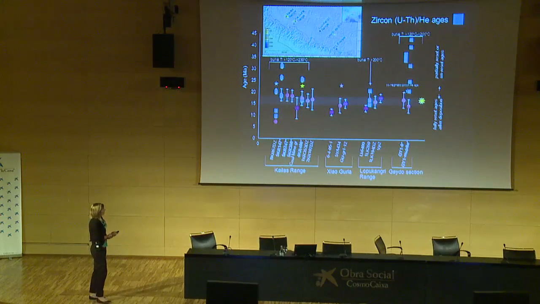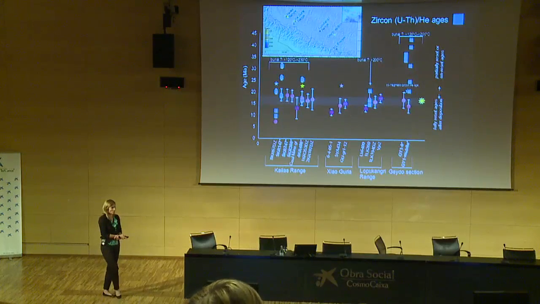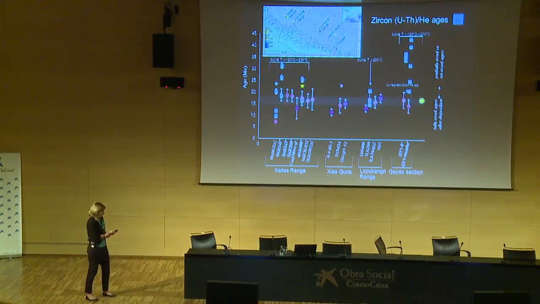Now we tried, and the next question is how much heating did these rocks experience, right? They were obviously hotter than 120 degrees, but maybe they were even hotter than that. So we tried a warmer thermochronometer with a higher closure temperature. These are zircon uranium-thorium/helium ages on some key samples that I selected.